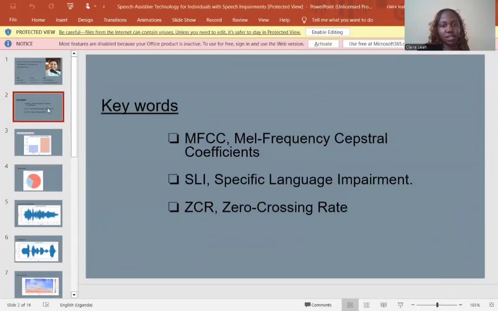And the keywords we have are MFCC, Mel frequency cepstral coefficients, SLI, specific language impairments, and ZCR, zero crossing rate.